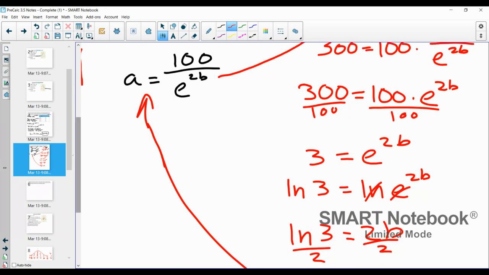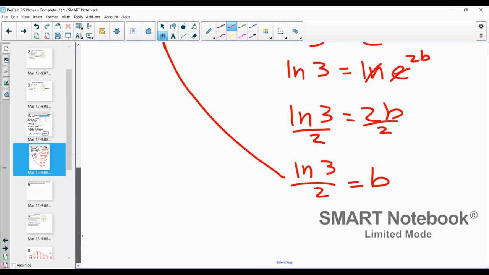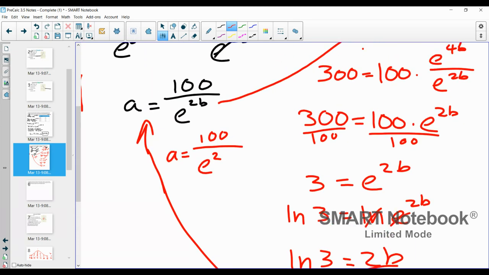I end up having, let's stick with red, a equals 100 over e to the 2, and then this is now raised to the ln of 3 over 2, like that. Okay, again, this is calculator work for me, and so I'm going to do this on my calculator here. So I got to do the 100 divided by e raised to the 2 ln of, and I'm going to start by doing e raised to that thing, that mess.